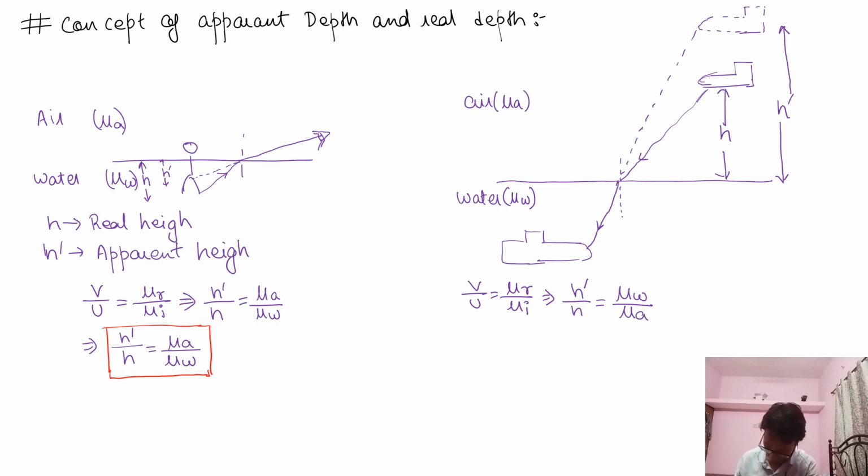So this is our formula when the ray travels from denser medium to rarer medium. In one case the observer is at the denser medium, and in the other the observer is at the rarer medium. Out here the observer is at the denser medium, out here the observer is at the rarer medium. And out here the rays go from denser to rarer, out here the rays go from rarer to denser.